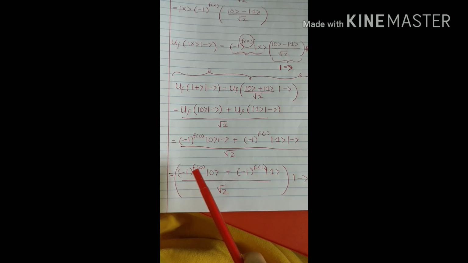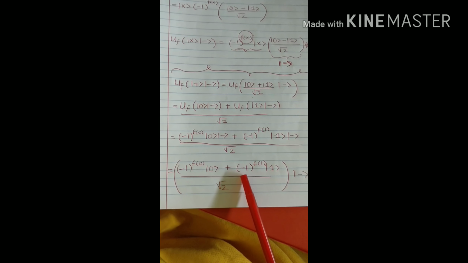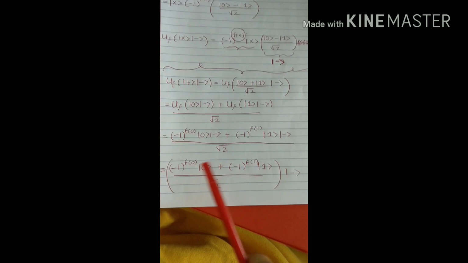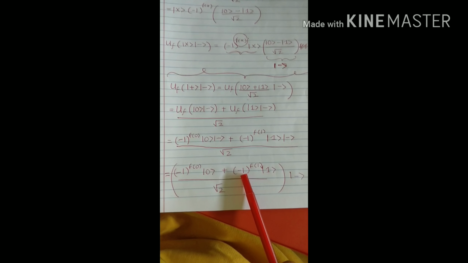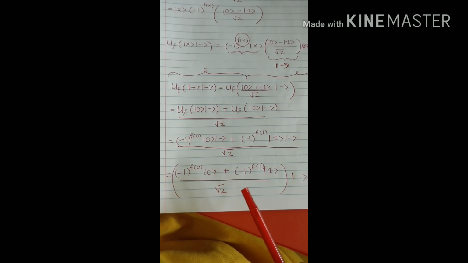So negative 1 raised to the 0 is 1. So this has a positive sign. Negative 1 raised to the 0, this also has a positive sign. Okay, what if f of 0 is 1 and f of 1 is also 1? Then this is going to be negative 1 times this ket plus negative 1 times this ket. So they both have the same sign when it's constant.